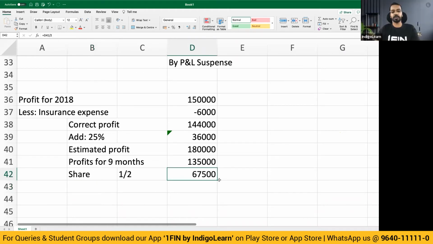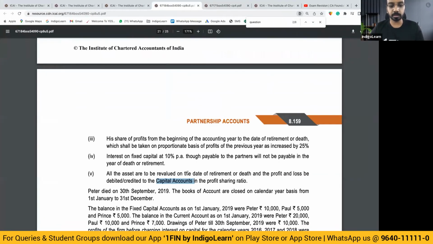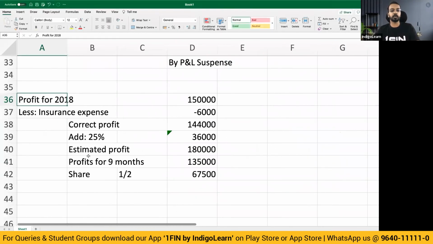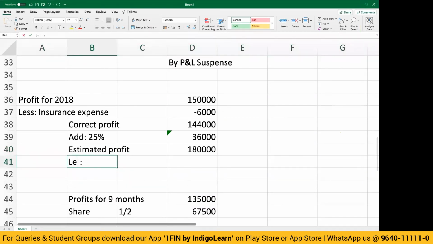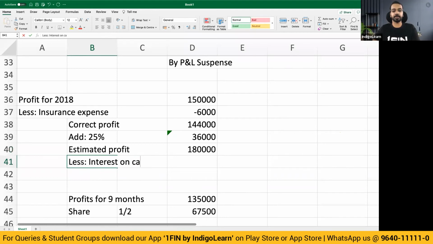Share is half, so 67,500. But this profit is before interest. I think we excluded interest. No, interest was also given in the previous period. So we'll have to provide for interest. See, we will not provide for interest on Peter's capital, but for the other two partners, will we provide interest or not? Yes, sir. So less interest on capital for remaining partners.